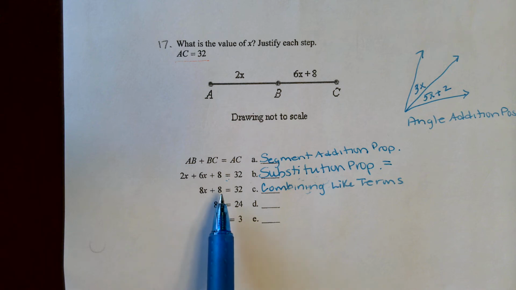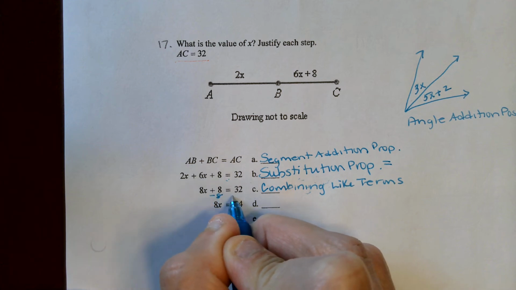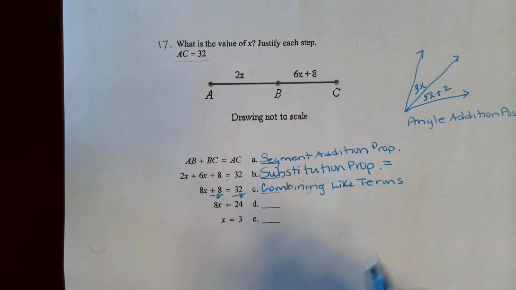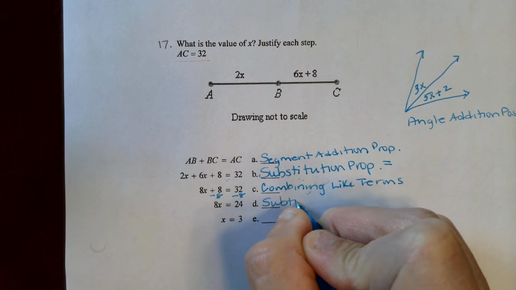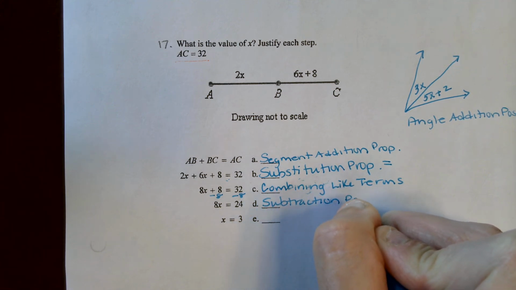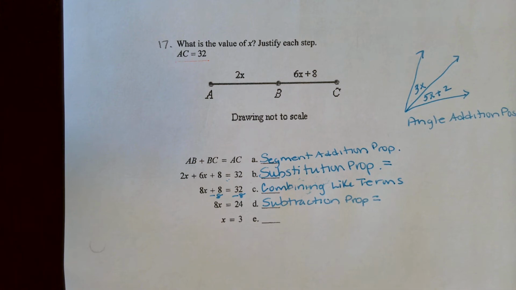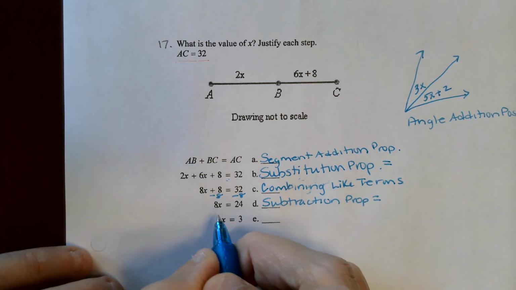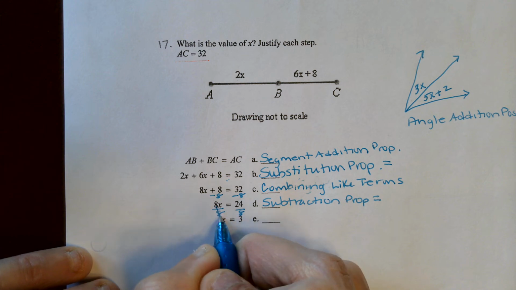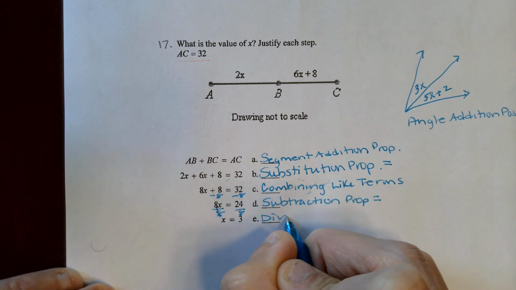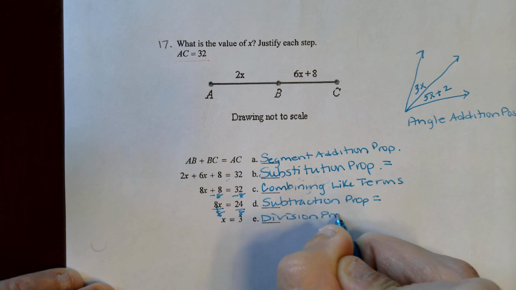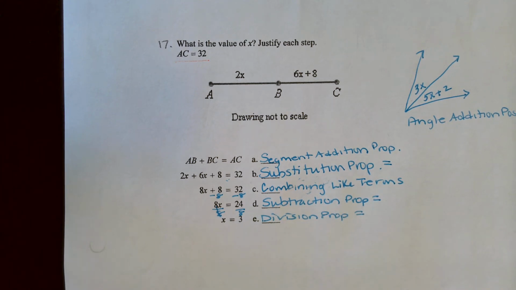Next one. How do we go from this step to this step? Well, you can see, what did they do? They subtracted 8, so it's the subtraction property of equality. And lastly, they divided both sides by 8, so it's the division property of equality, which again, I would accept multiplication, but prefer division, especially on that one. When it's a fraction, it's a little trickier.